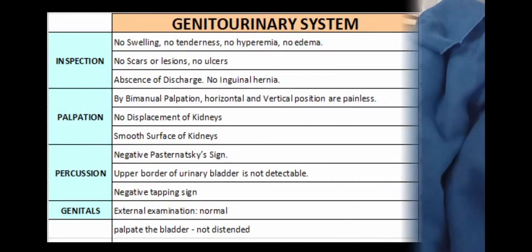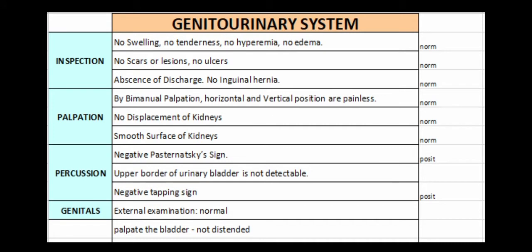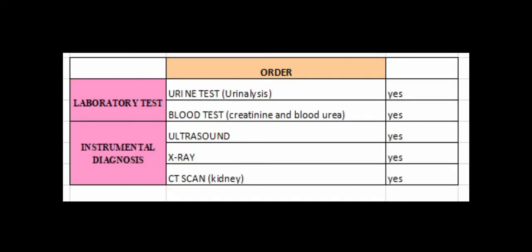From the objective examinations, we can conclude that the patient has pain at the left flank. This indicates acute renal failure. To be confirmed, we are going to do the laboratory tests, which consist of a urine test called urinalysis and blood tests to check the creatinine and blood urea level. For instrumental diagnosis, we are going to order ultrasound, X-ray and CT scan.